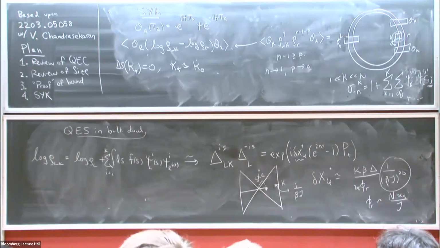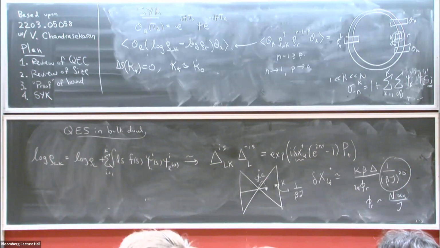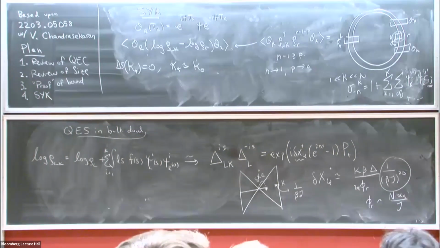Would you interpret this 1 over beta J factor? I mean, this is the same factor that appears in the correlator, right? Yep, that's right. So you selected K fermions, but the amount of entanglement that these K fermions have with the other side is not K, it's K times this factor of 1 over beta J, because that's the small correlation. Yep, that's exactly right.